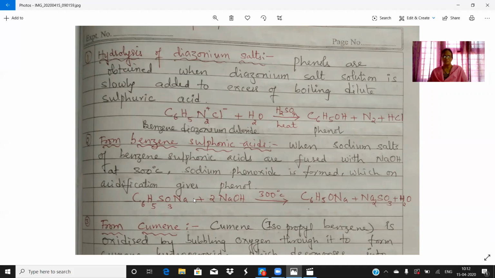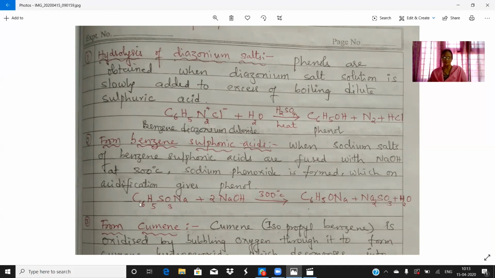Next one is from benzene sulfonic acids. When sodium salts of benzene sulfonic acids are fused with the sodium hydroxide at 300 degrees centigrade, sodium phenoxide is formed, which on acidification, that is when we add acid, it gives phenol.